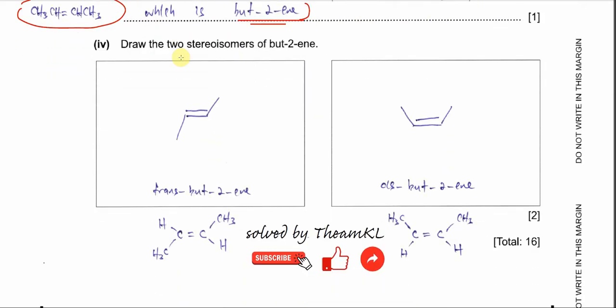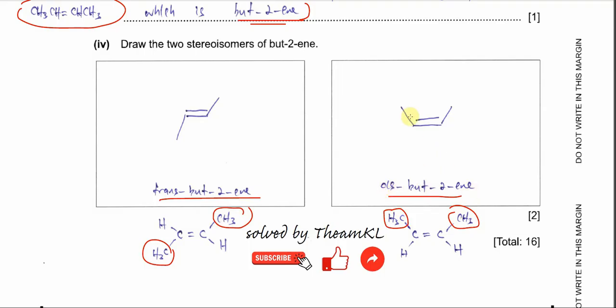Part 4. Draw the two stereoisomers of but-2-ene. Like I told you just now, the stereoisomers of but-2-ene could be trans but-2-ene or cis but-2-ene. When the larger group, which is the methyl group, are at different sides, this is the trans isomer. When the methyl groups are at the same side, they are the cis isomer. So it's cis but-2-ene, like this.